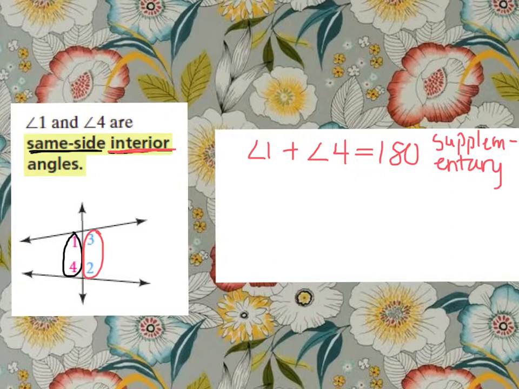These are same side interior angles. They're inside and they're on the same side of the transversal. So angle 2 plus angle 3 is going to equal 180 degrees since they're supplementary to each other. This is true because they are same side interior angles.